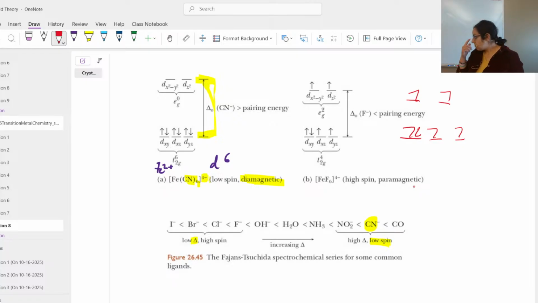So let's look at a few complexes and appreciate this. Let's start with this cobalt species.